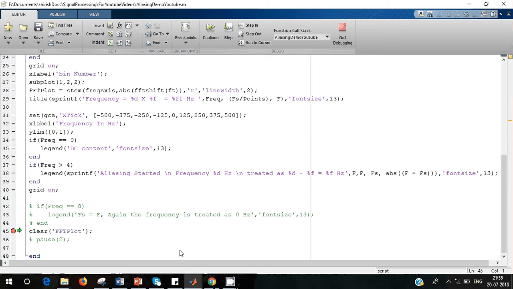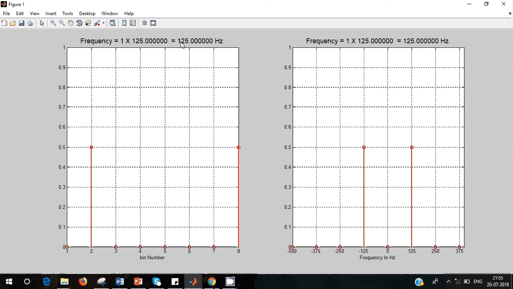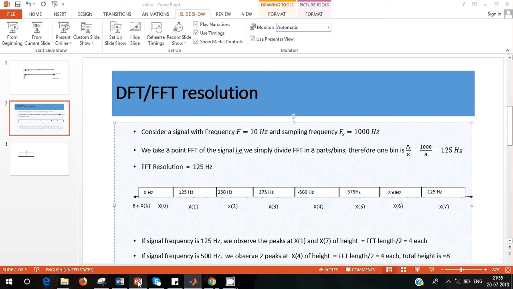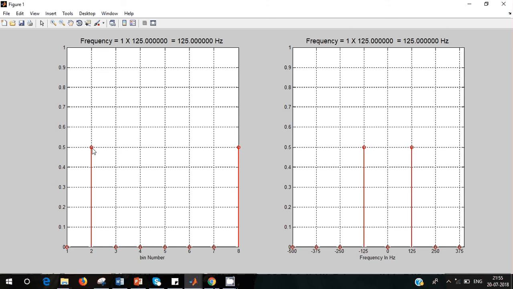Similarly, if you are taking the next frequency, you can see this. The frequency is 125 hertz. You are getting the peak in this second bin and eighth bin. You can look at this chart, this bin and this bin. So you're getting the peaks in these two bins, each of amplitude 0.5, because your cosine has a peak amplitude of 1 volt. Just to satisfy the law of conservation of energy in the time domain as well as in the frequency domain, if these two are added, totally you'll be getting the 1 volt. So same as the time domain. This is for 125 hertz.